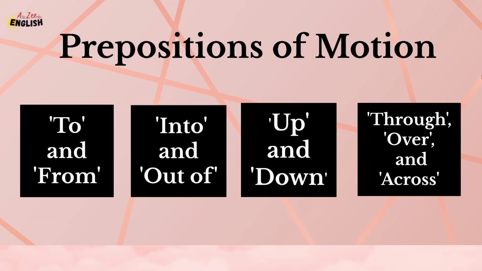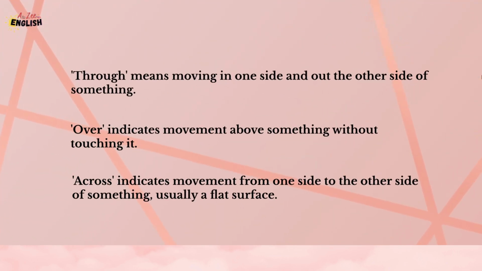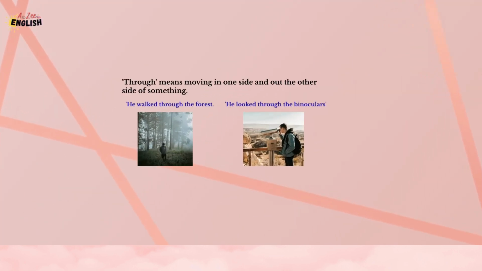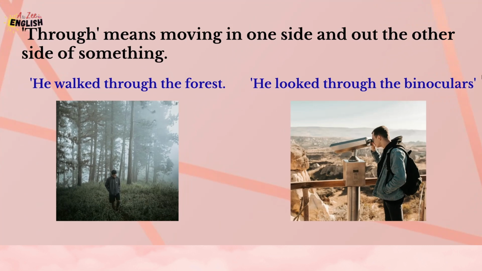Next is through, over, and across. Through means moving in one side and out the other side of something. Over indicates movement above something without touching it. And across indicates movement from one side to another side of something, usually a flat surface. First is through. Through means moving in one side and out the other side of something.